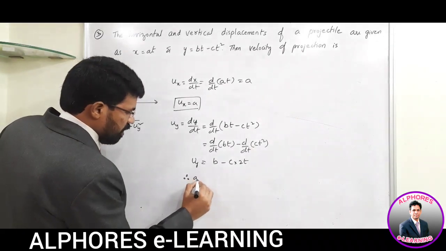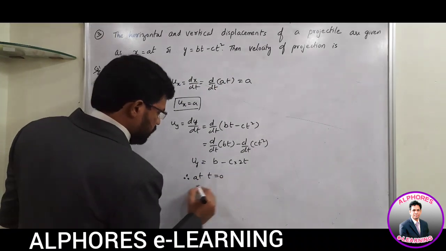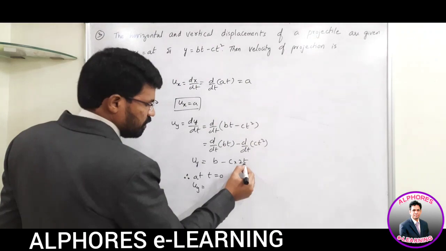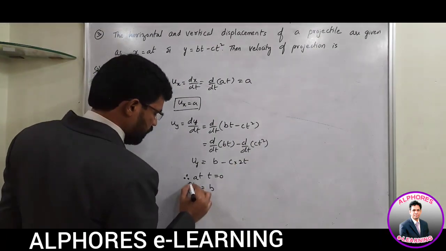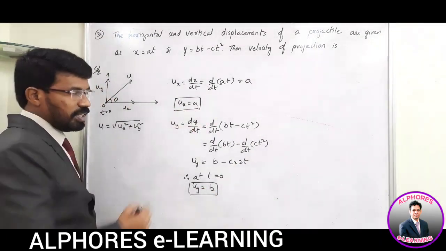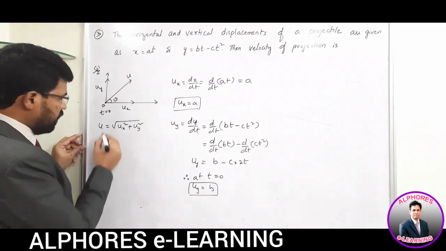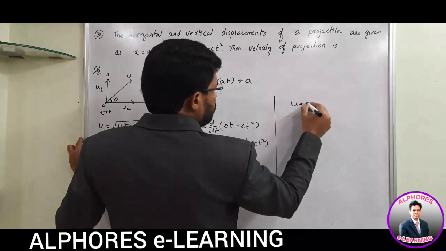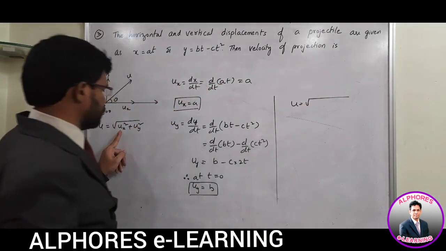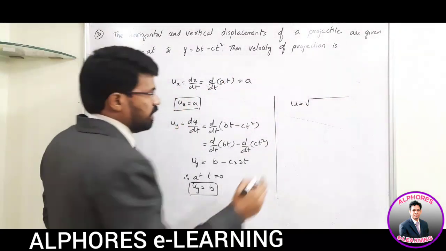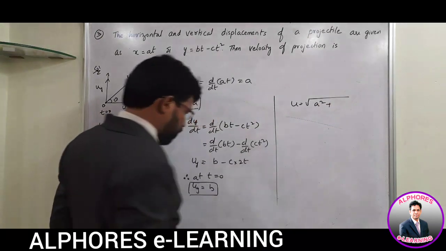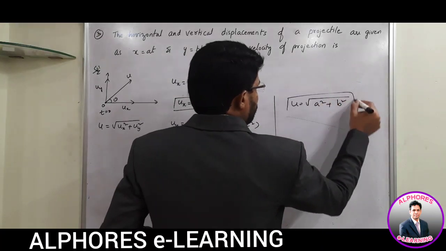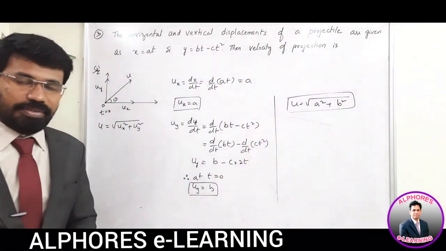Therefore, at t equal to 0, how much is uy? If you replace t with 0, this term vanishes, and uy will be b. So now we have got the ux value as a and the uy value as b. Therefore, what is the velocity of projection? u is equal to the square root of ux square plus uy square. What is ux? a. So a square plus what is uy? It's b. So b square. So that's how you can find out the velocity of projection.